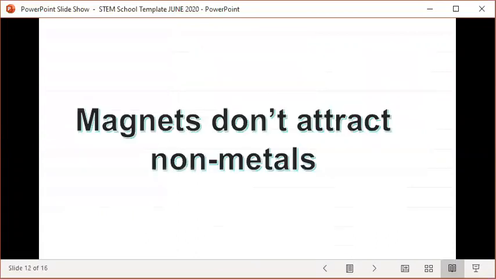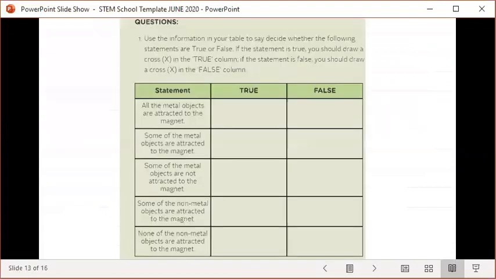Okay. So guys, just an important note, magnets do not attract non-metals, right? Magnets do not attract non-metals. Okay. So guys, another question. It reads, use the information in your table to say whether the following statements are true or false. If the statement is true, you should draw an X in the true column. If the statement is false, you should draw an X in the false column. So guys, there's no need to draw this in your book. We'll just do it here. And if you do need the slides, you can just drop me an email. I'll give you guys my email at the end of the lesson, then I'll send you the slides.